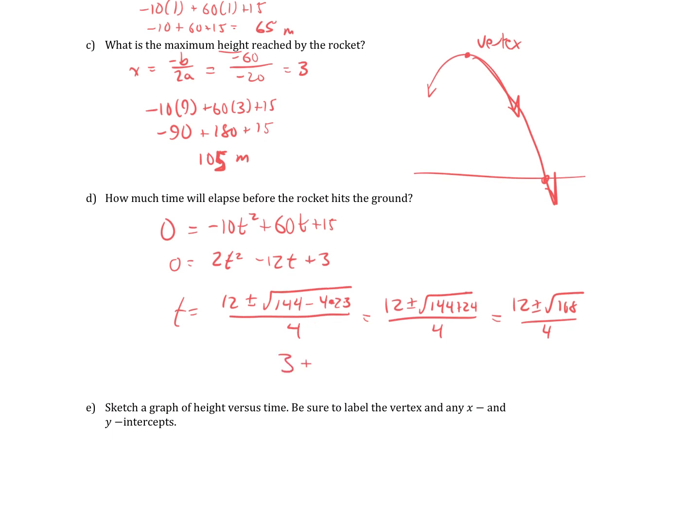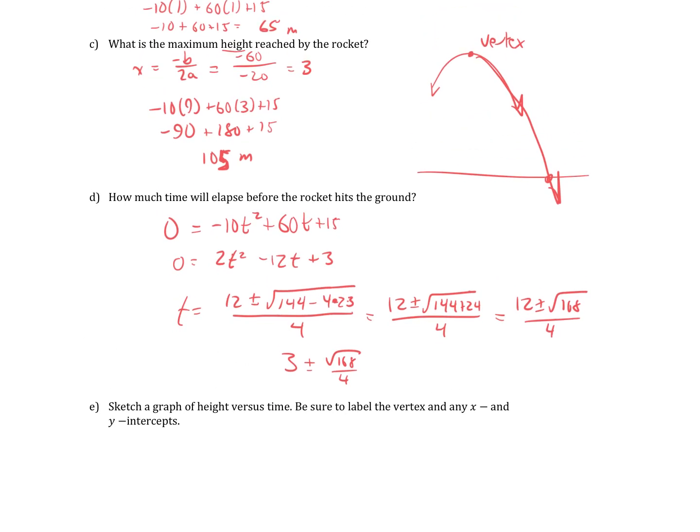You can split it out this way. This is 3 plus or minus the square root of 168 over 4. First of all, we should realize that the answer to this is going to be the plus version, because the vertex is right at 3. It has to be the plus version to answer this question about when it hits the ground. If you put this in the calculator, to 3 decimals I get 6.24 seconds when it hits the ground.